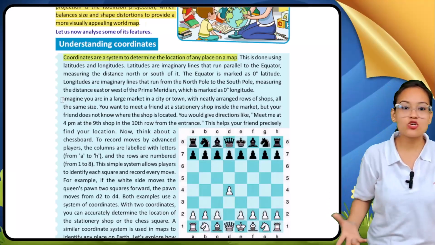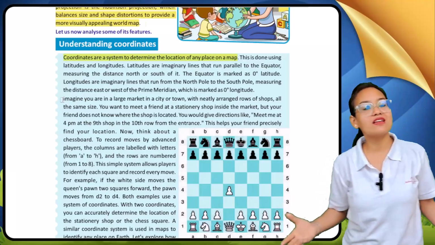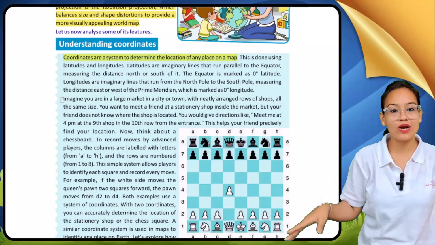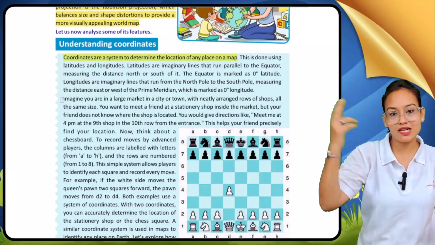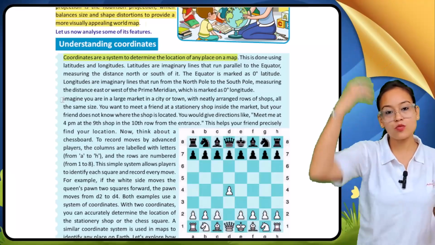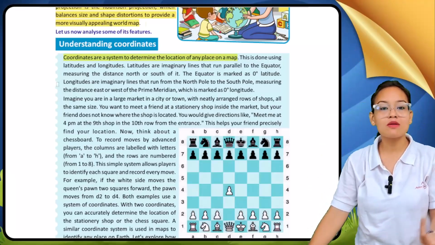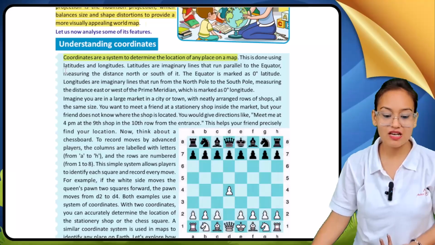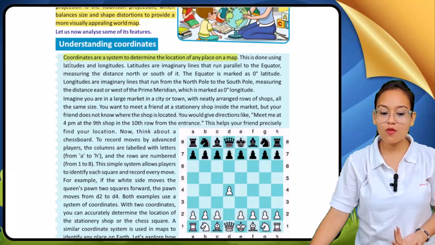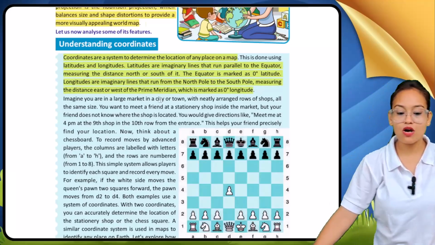As you all know, latitude means the imaginary lines which run parallel to the equator, and longitude means lines that run from the North Pole to the South Pole, having a common meeting point called the meridian. So you all know, my dear students, our equator has a 0 degree latitude.